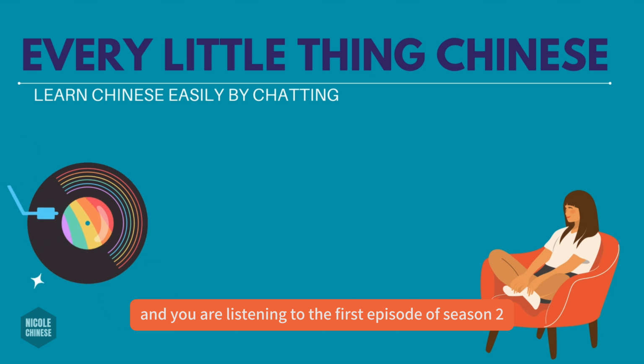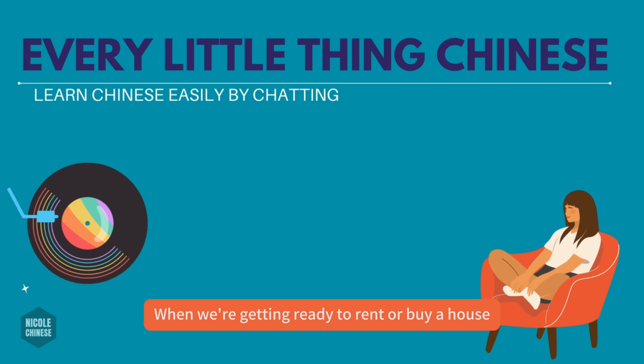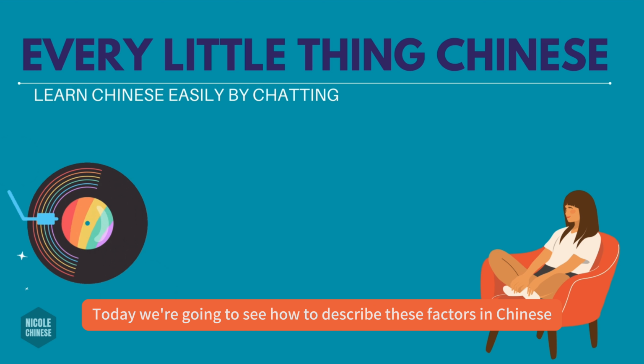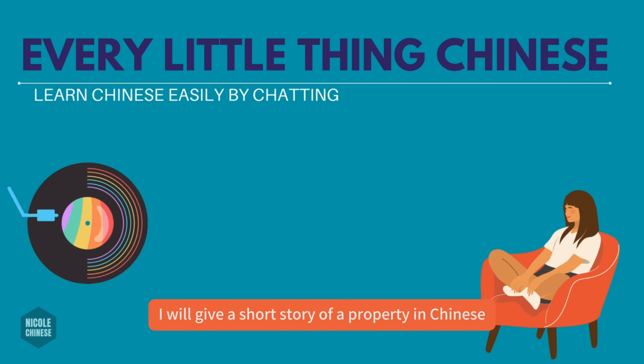And you are listening to the first episode of Season 2. When we're getting ready to rent or buy a house, there are a few factors we need to think about. Today, we are going to see how to describe these factors in Chinese. And at the end, I will give a short story of a property in Chinese.